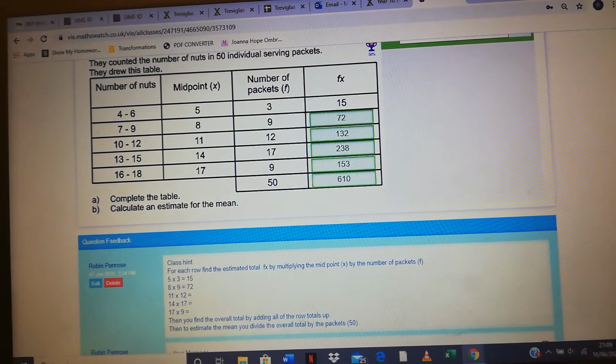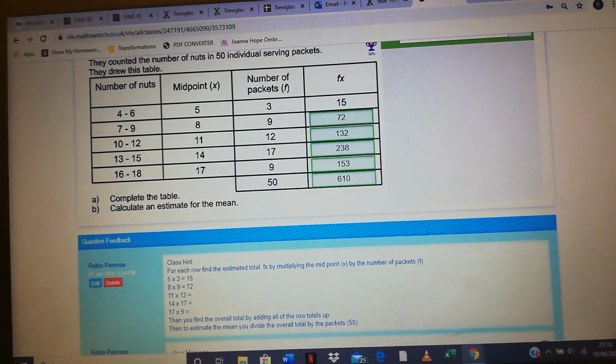I've noticed that quite a lot of students are getting stuck on how to estimate the mean. So I thought I'd just run through this question, which is the second one in the homework. So first of all, what does this table actually mean? Well, the number of nuts inside a packet has been counted.